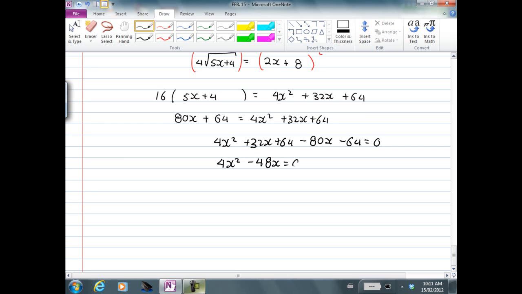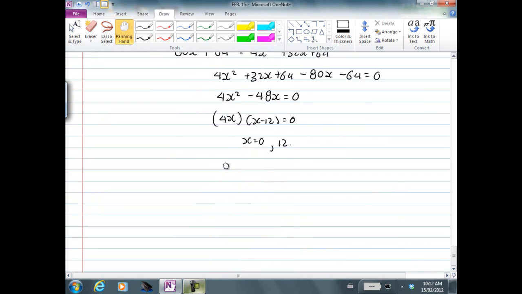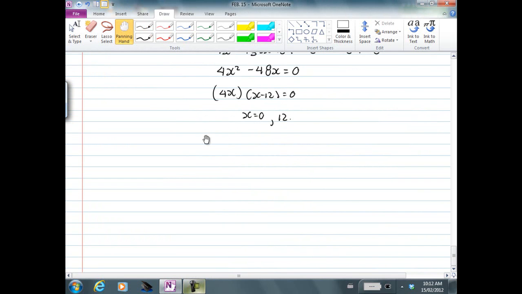Some of you got up to here. Solve. I'm going to pause it. I'm going to factor 4x right off the bat. x minus 12. x equals to 0 and 12. Double check your answers, please. You have to double check. There is no way of avoiding this. So take a minute, double check.